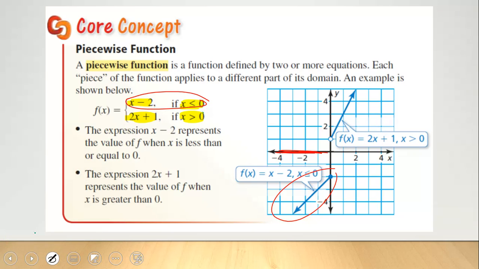Then we have 2x plus 1 when x is greater than 0. So notice that that only exists in this section of the graph when your x values are greater than 0. Okay, so depending on what your x value is, we're really graphing two different functions on the same plane based on the x value that we have.